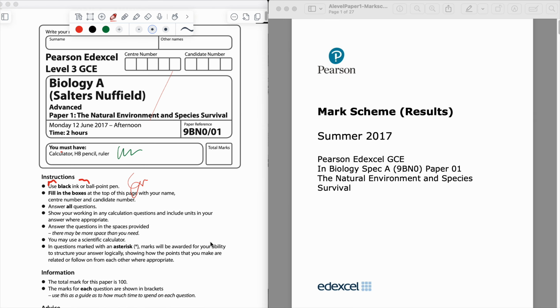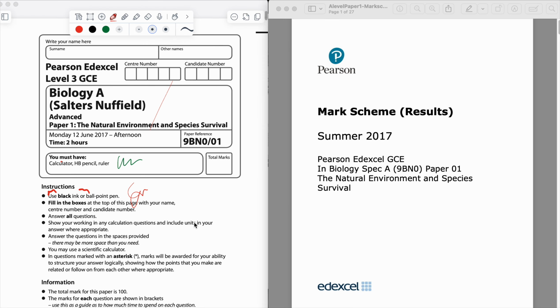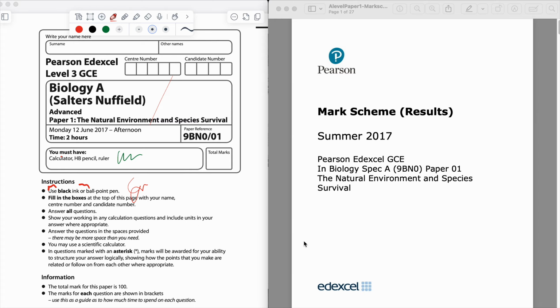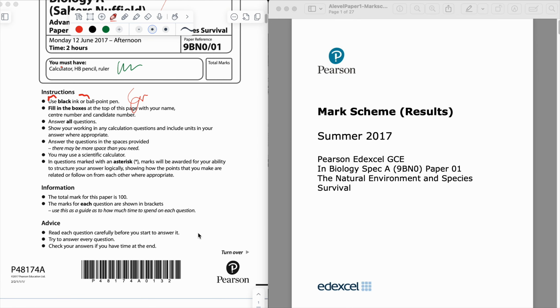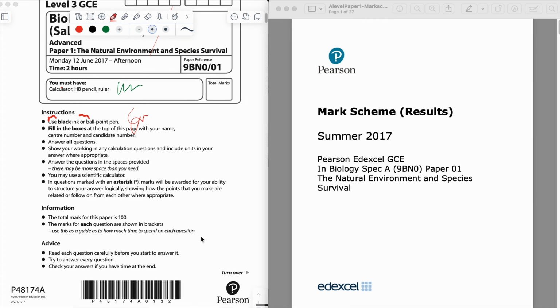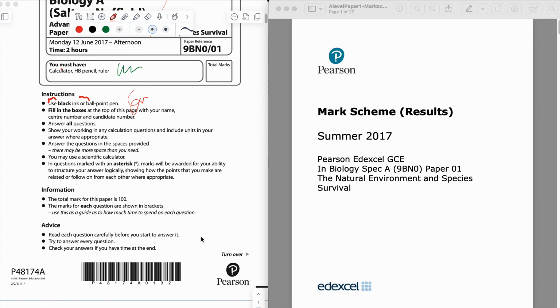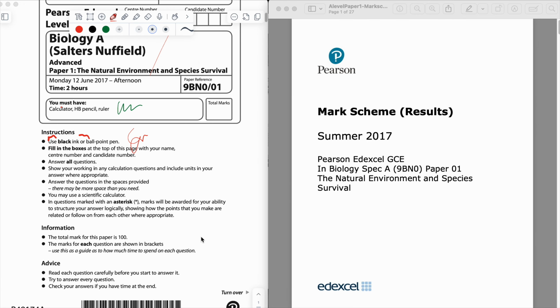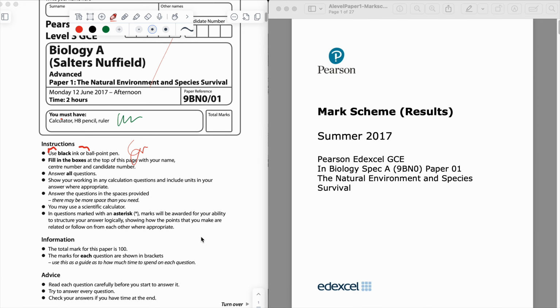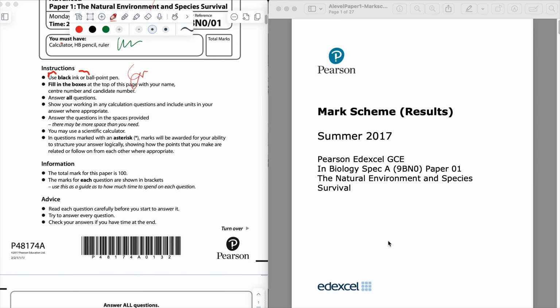Okay, we're going to go through the marking of the paper that I attempted. I will only highlight the places where I've lost marks, just to save time. Nobody wants to see me just going on about what I got correct. Okay, so let's go through this.